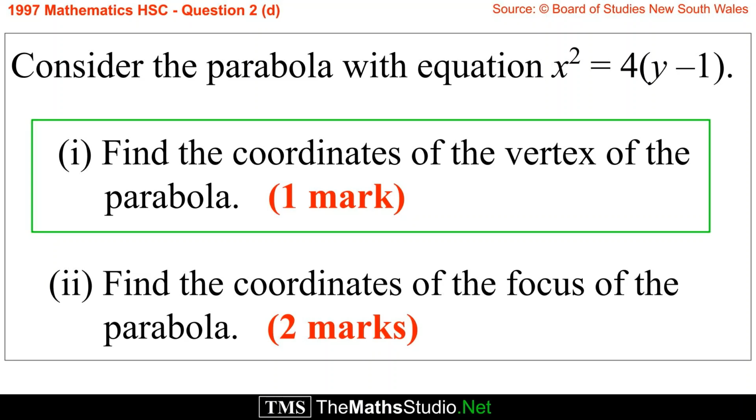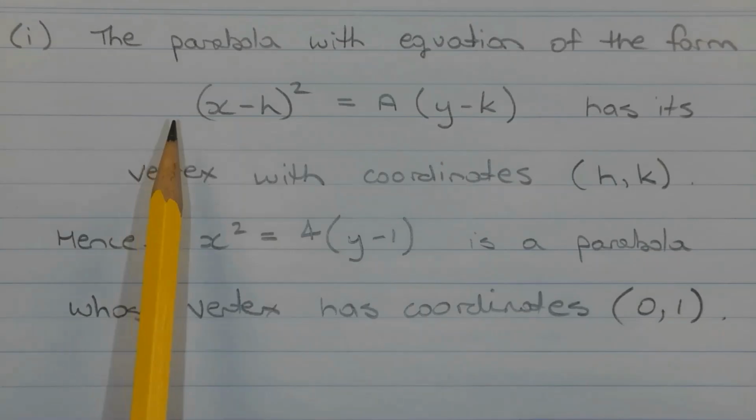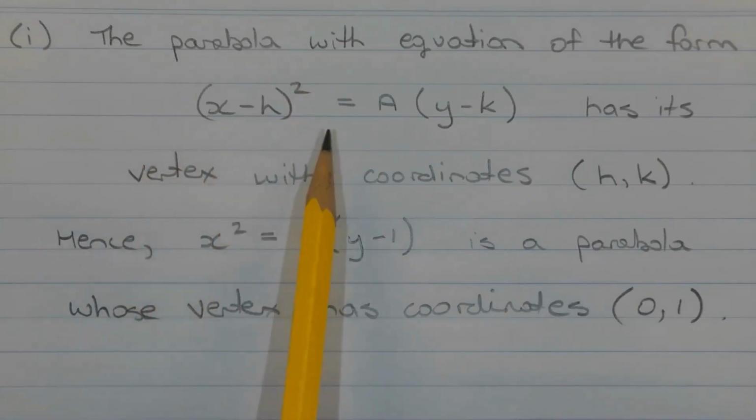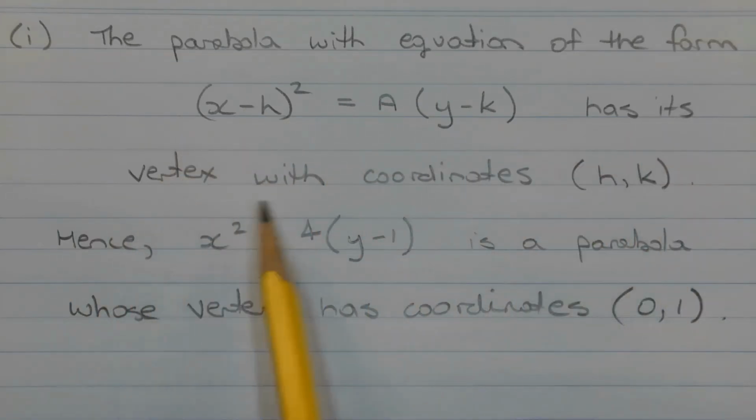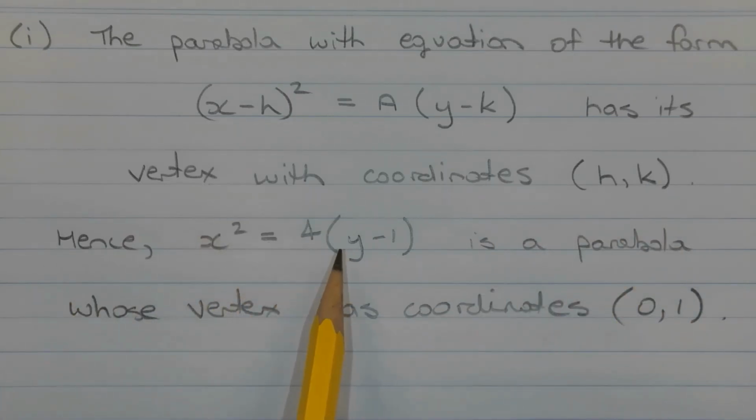Question 2, Part D. Consider the parabola with equation x squared equals 4 times (y minus 1). Part 1. Find the coordinates of the vertex of the parabola. The parabola with equation of the form (x minus h) squared is equal to a times (y minus k), where h, a and k are constants, has its vertex with coordinates (h, k). Hence, x squared equals 4 times (y minus 1) is a parabola whose vertex has coordinates (0, 1).